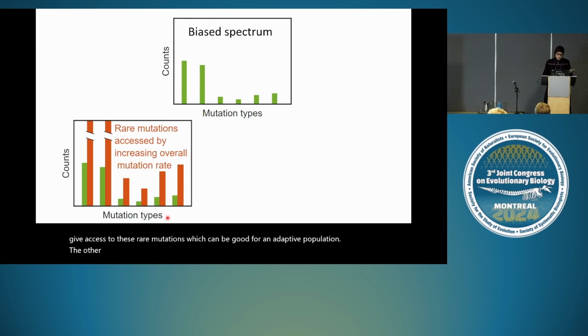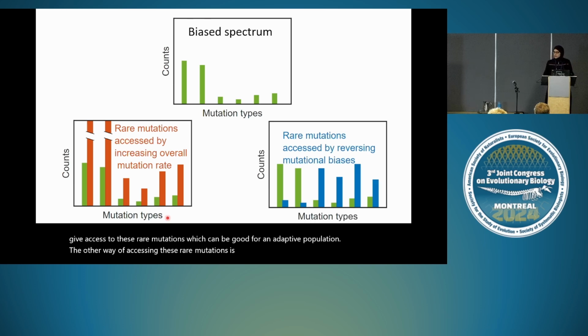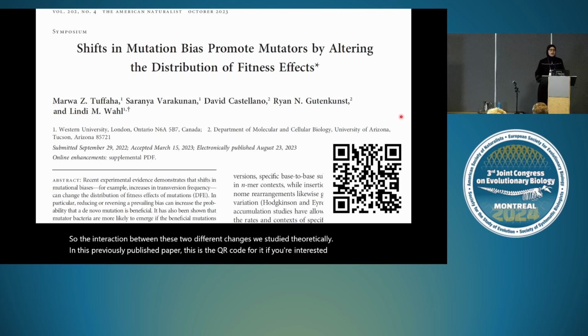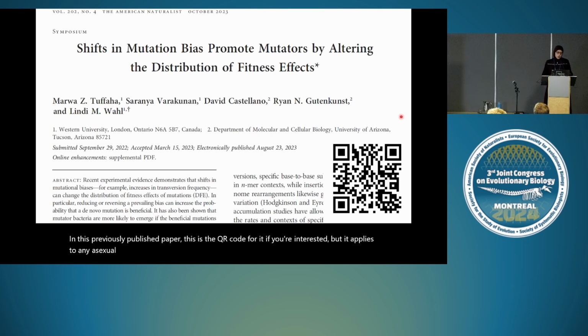The other way of accessing these rare mutations is by reversing the bias. So, undersampling the previously oversampled mutations and oversampling the previously undersampled mutations, like in this case. The interaction between these 2 different changes, we studied theoretically in this previously published paper. This is the QR code for it if you're interested. But it applies to any asexual organism, and so I'm not going to talk about it. I'm going to talk about my next project, which is an application of this idea in cancer.